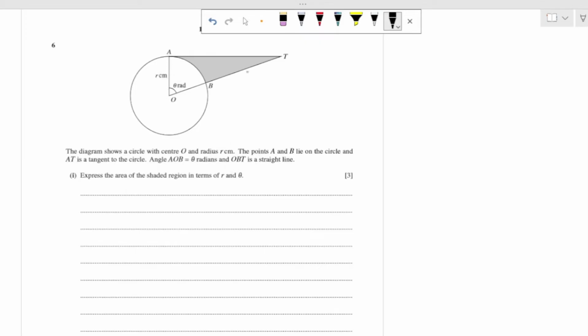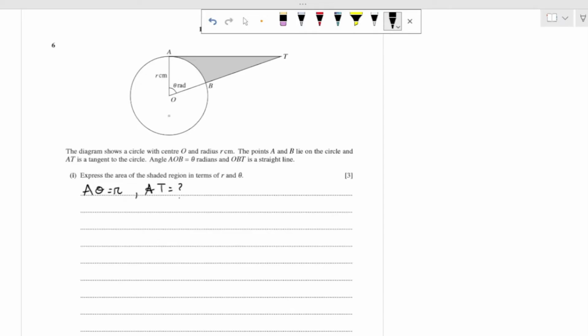So first of all, we're going to find the area of the triangle, and from there we're going to subtract the area of AOB. So we need to know this line AT. We know that AO is equal to R. So how do we find AT? Because to find the area of this triangle, we need to use the base and the height, and we don't know the base. Well, we can establish a relation over here through trigonometry.